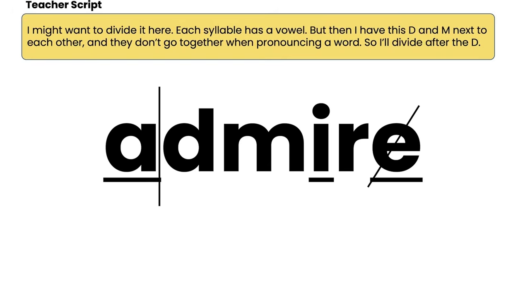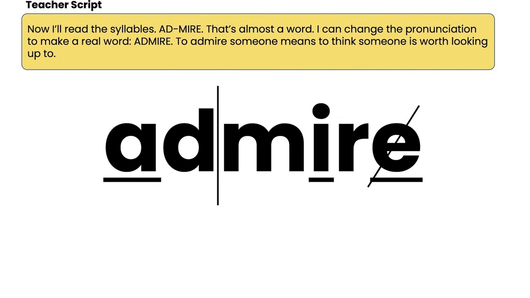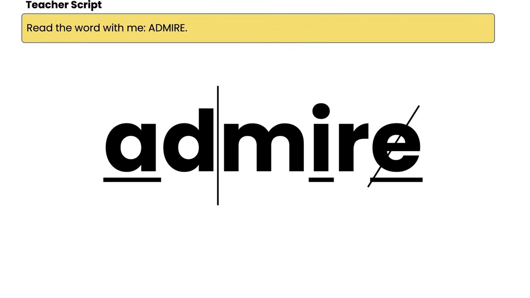Each syllable has a vowel, but then I'd have this D and M next to each other, and they don't go together when pronouncing a word. So I'll divide after the D. Now I'll read the syllables. Admire. That's almost a word. I can change the pronunciation to make a real word. Admire. To admire someone means to think someone is worth looking up to. Read the word with me.